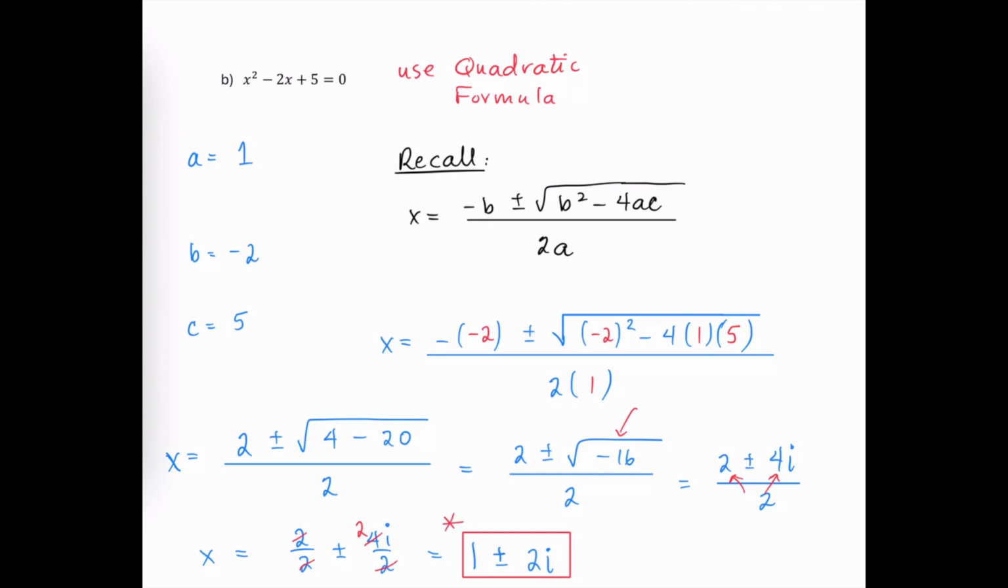This actually counts as 2 solutions, 1 plus 2i and 1 minus 2i. There are 2 complex solutions to the original quadratic equation.